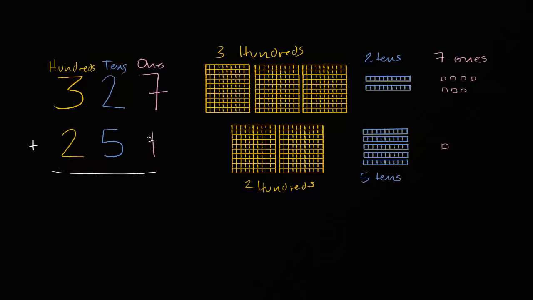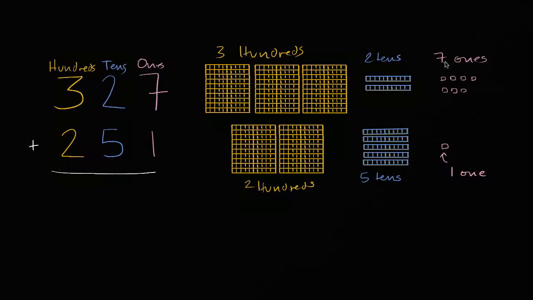And then finally, I have a 1 in the ones place. So that just means 1 one. You see that right over there. Now, pause the video and see if you could add these two numbers together. All right, now let's do it together.